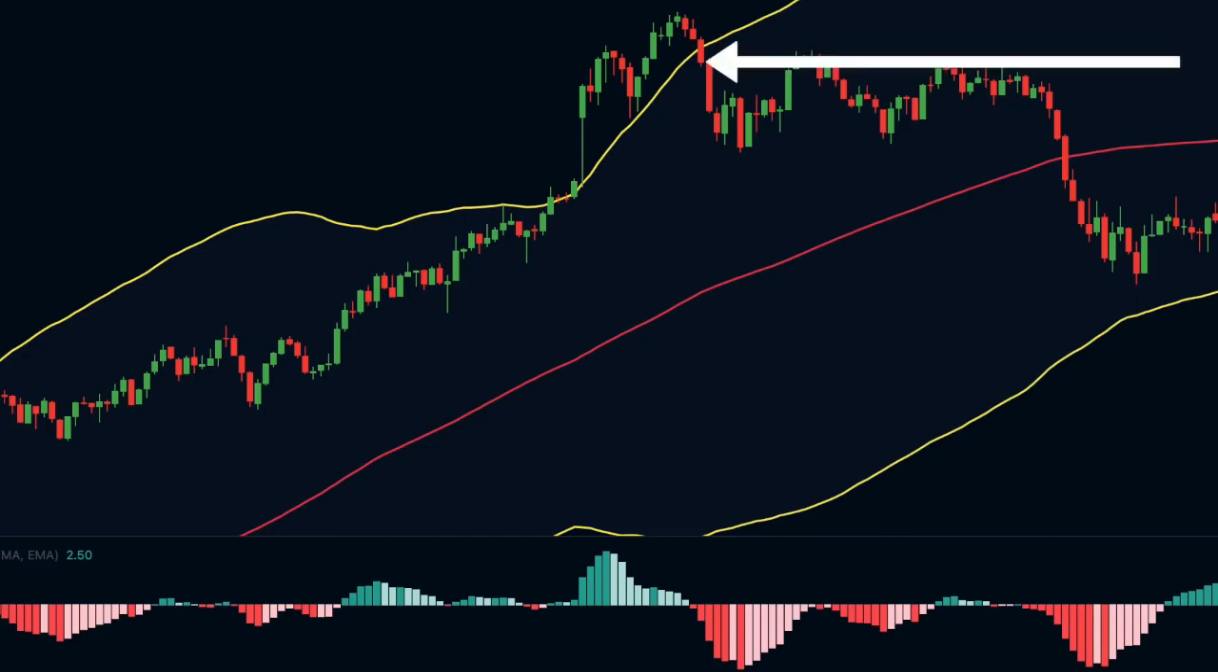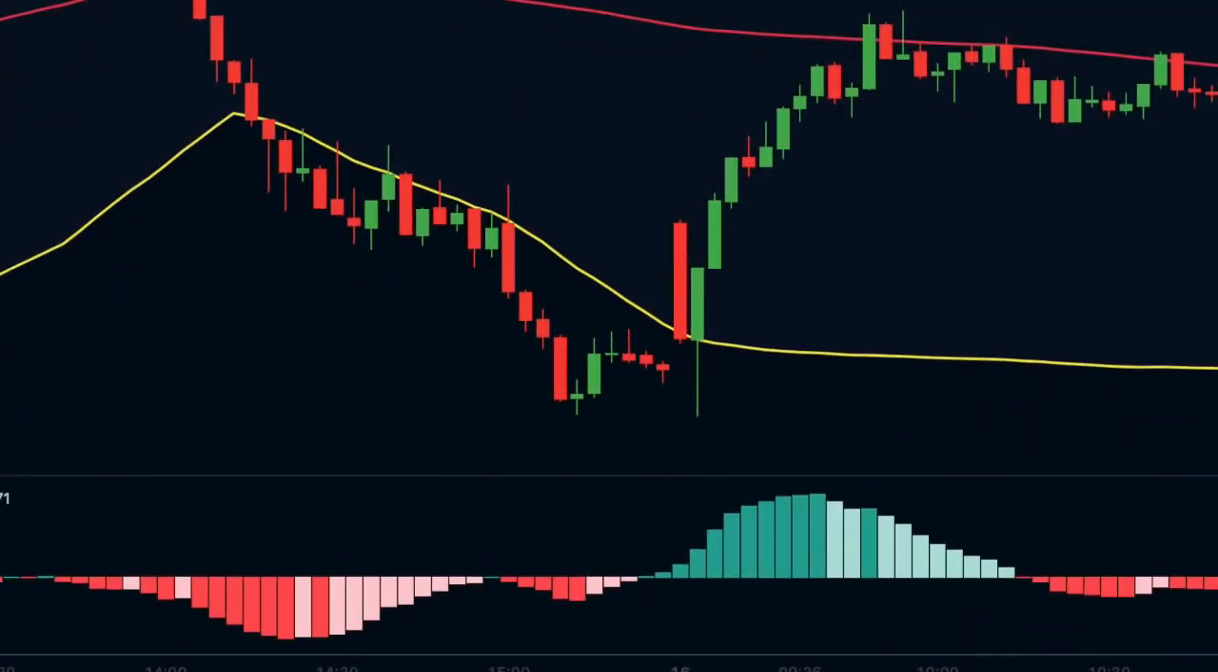We will take an entry on this candle as the price closes inside the upper Bollinger Band. We will keep our stop loss above the most recent swing high and we will exit when the price touches the middle band, that is the 100-period moving average. And as you can see, the price achieved our targets on this trade. Let's look at another example.